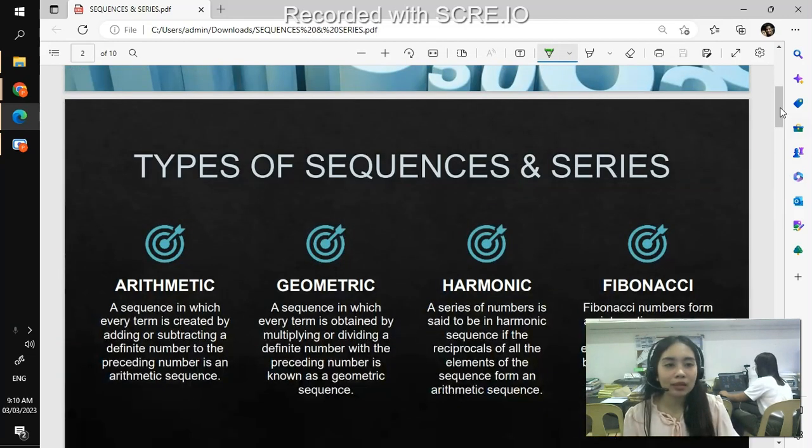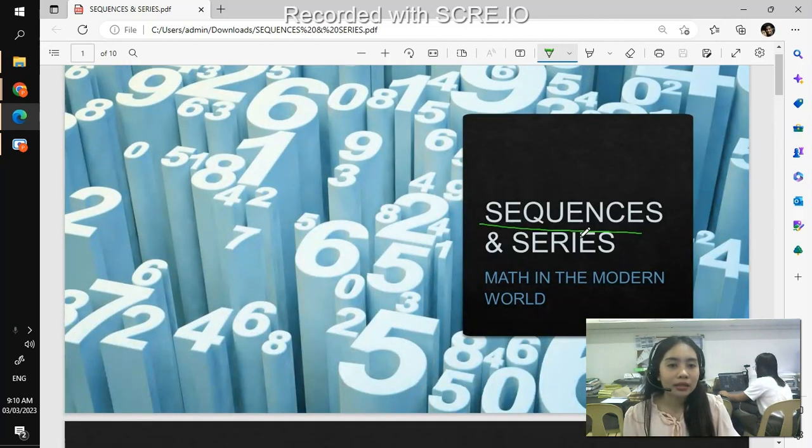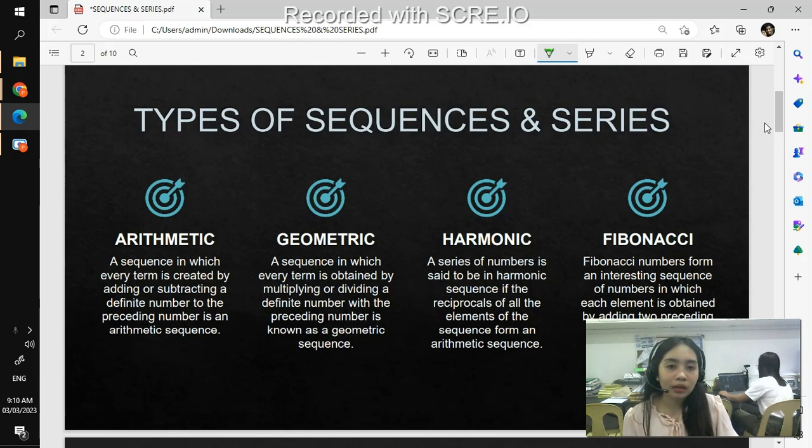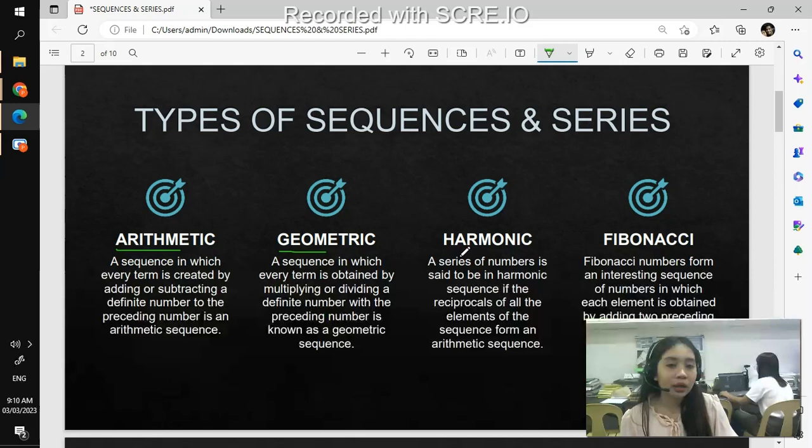Today, we will discuss the sequences and series. This is still part of the course Mathematics in the Modern World. Now, there are a lot of types of sequences and series. However, we will only be dealing with four of its types today, namely the arithmetic, the geometric, harmonic, and the Fibonacci sequence. Let's begin with the arithmetic sequence.